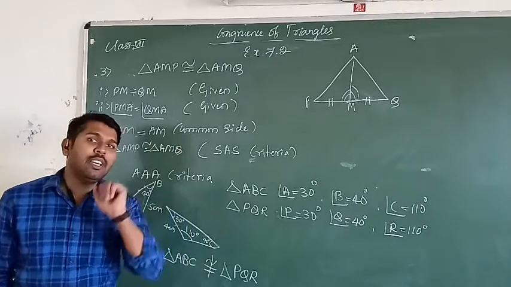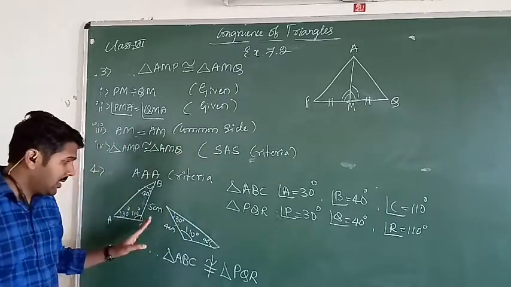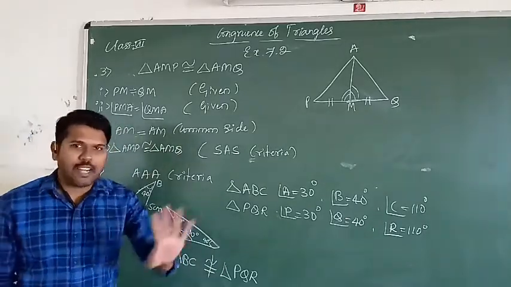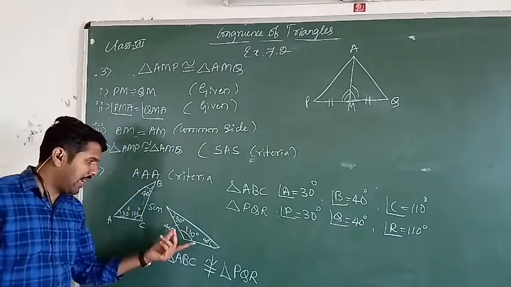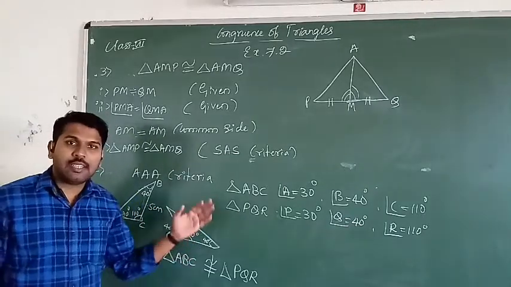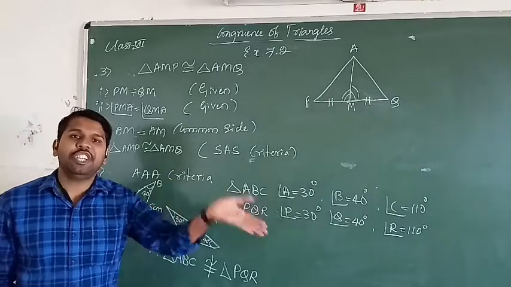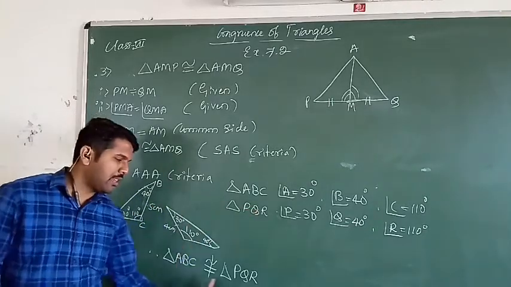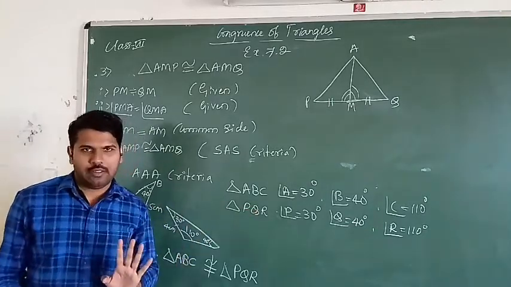So just write down the reason. What is the reason? These two triangles are obtuse angle triangles, but here angles are equal, but sides may differ or change. That means these two triangles are not congruent.